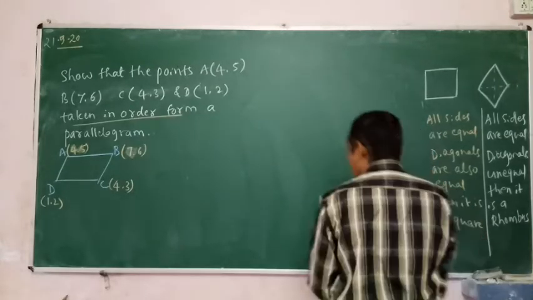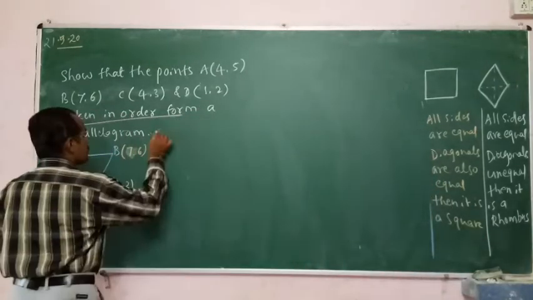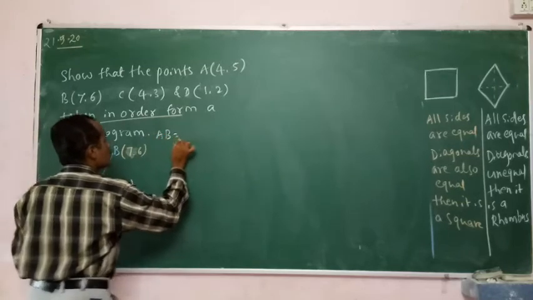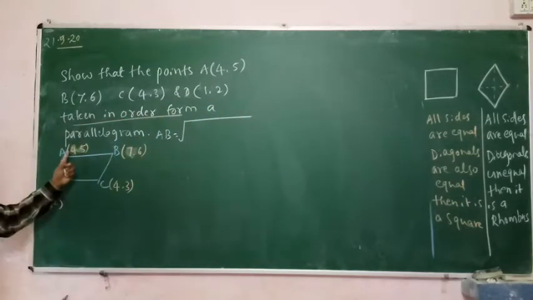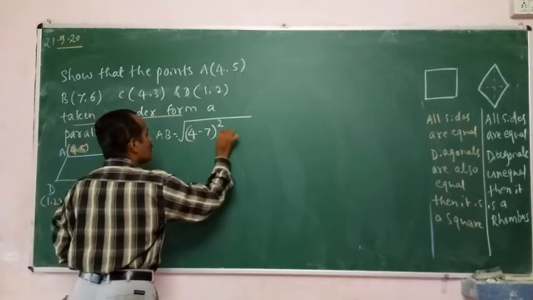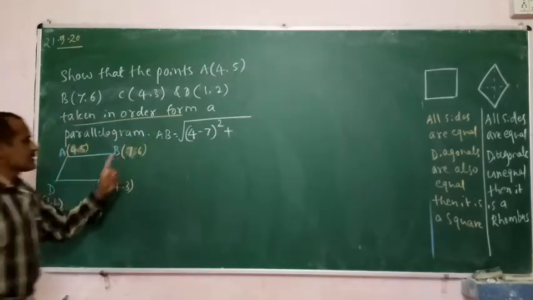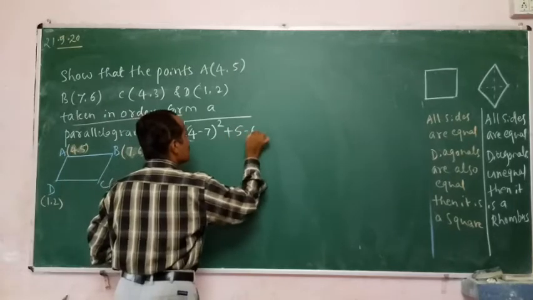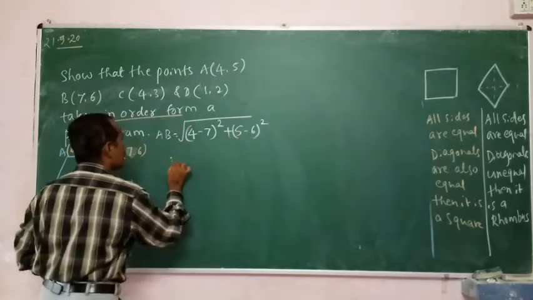Yes. Let me find the length of AB first. AB is under root. Now it's simple: (4 minus 7) the whole square plus (5 minus 6) the whole square, under that.